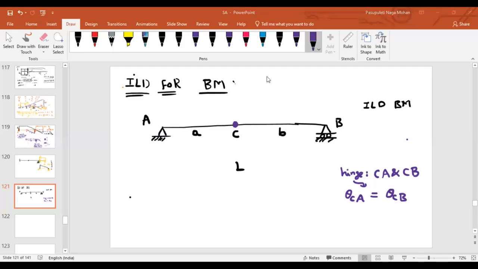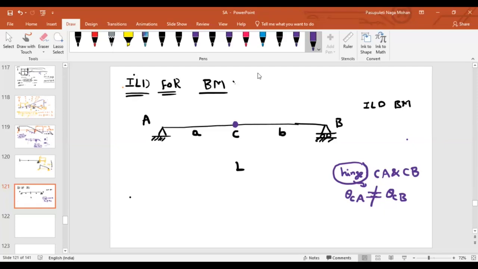Wherever there is a hinge, the rotation might be different. They can be different, they may not be equal. If there is no hinge, then only the slope of the connected members will be the same. As I am placing the hinge, two members are connected, theta CA and theta CB. As there is a hinge, the slope might not be the same. The slope can be different.